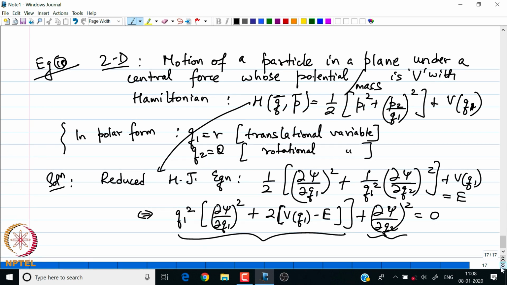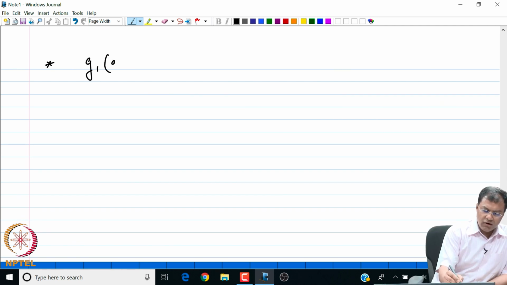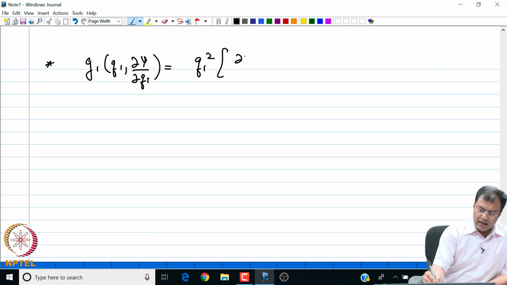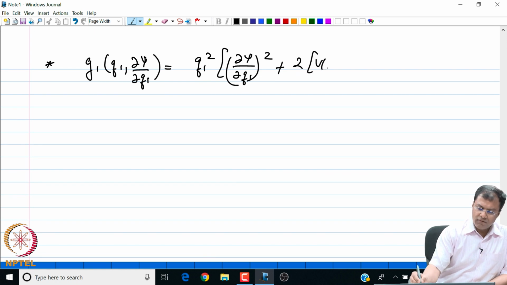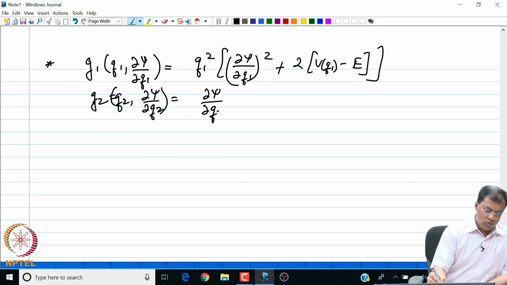So, in the solution strategy, let me select our g1 of q1 comma del psi del q1, the function, to be q1 square times del psi del q1 whole square plus 2 times V of q1 minus E, right, and my g2 of variable q2 comma del psi del q2 is equal to del psi del q2, right.